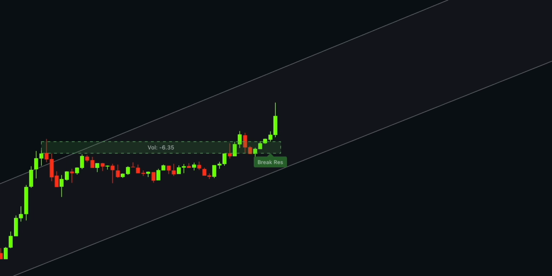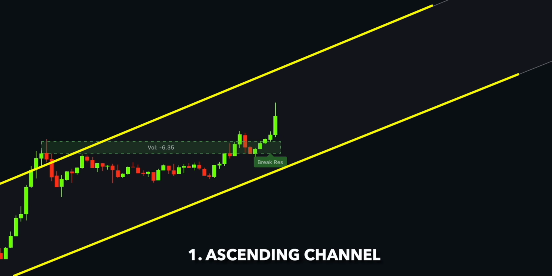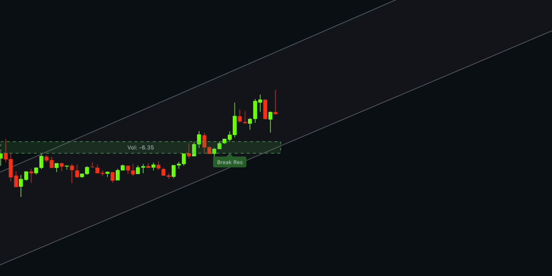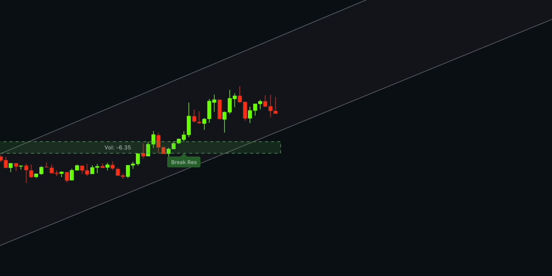The rules for a buy trade are as follows. First, the Adaptive Trend Finder should be ascending. Second, the price should break above resistance with high volume. Place a stop loss below the resistance zone. Target is no less than 1.5 times the risk.